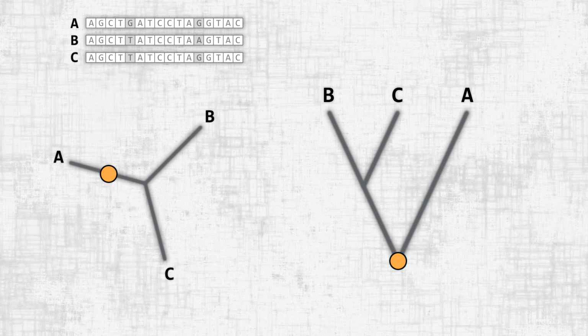Most methods build an unrooted tree, and for 3 branches, it will look like this. The root can be located at any of the 3 possible positions. To obtain a rooted tree, we need to add an external related species, known as an outgroup, which is definitely known to have diverged earlier.